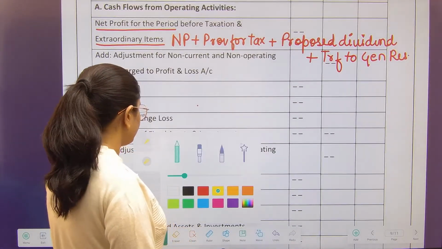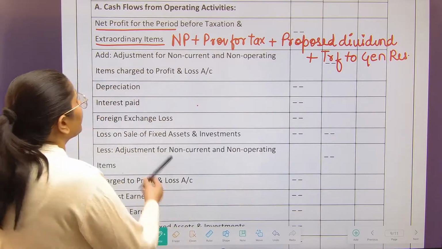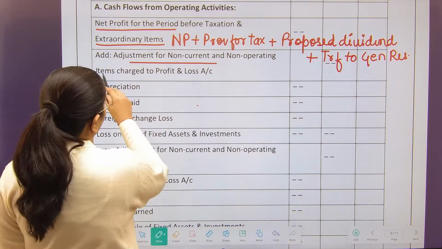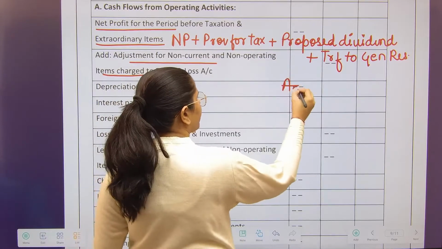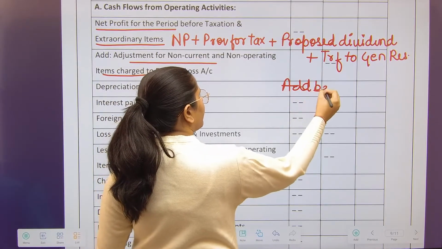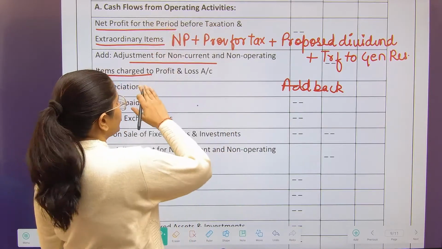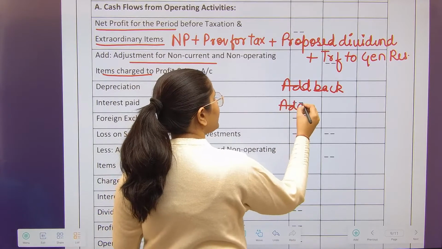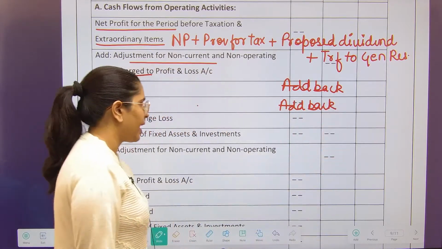See, next you need to do adjustments for non-current and non-operating items. So depreciation is added back because it has already been deducted while calculating net profit, hence we are adding it back. Interest paid is a financing activity and hence this should be added back.